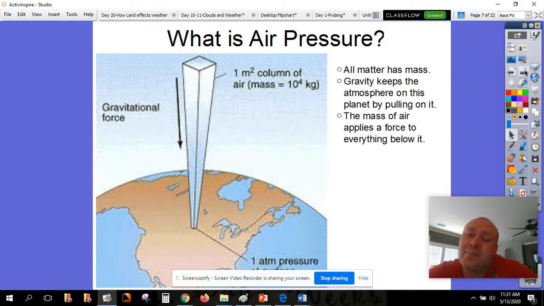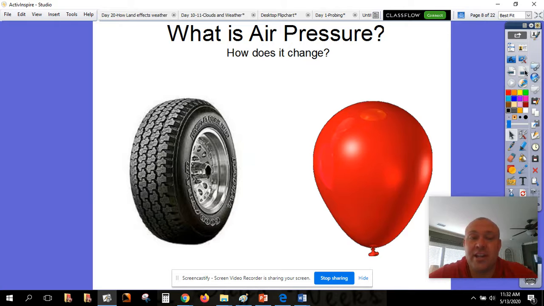Now, we don't feel that pressure because we're used to it. Just like if you're driving in the car and your parents are going at a constant speed, you don't feel the movement of the car. However, if they speed up or slow down, you do. Well, the same thing is true about air pressure. You don't feel it when it's constant because you're used to it. But if the air pressure gets more or less, you do feel it. Like if you go up in an airplane, or if you were to go down a mountain or up a mountain, that little pop in your ears, that's your body detecting a change in air pressure.